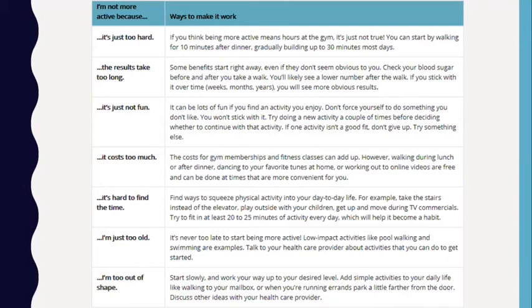Not fun? Well, find an activity you enjoy. It doesn't have to be lifting weights or running. It could be riding your bike or dancing or jumping rope or roller skating, whatever floats your boat. It costs too much? Absolutely not. Find a free YouTube workout. Go for a walk, go swimming at the beach, whatever. It doesn't have to cost anything. So you can read over this, but these are just some ways to combat that inner voice in your head that doesn't want to believe that you're capable of it.